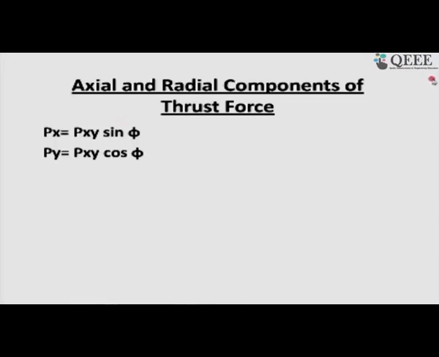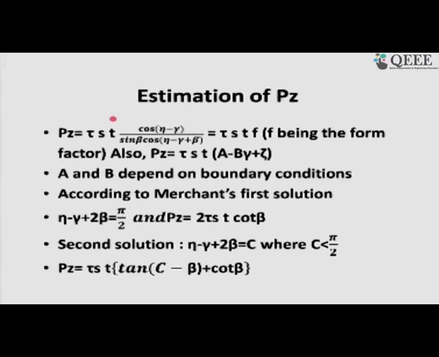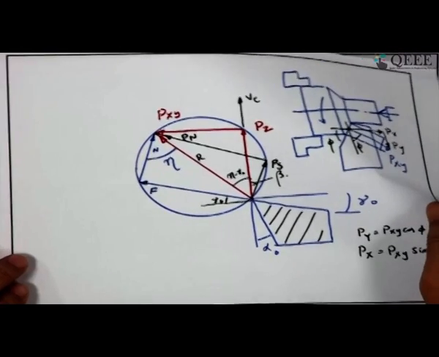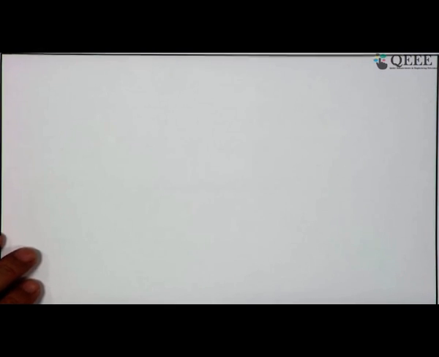Okay. Now, we go to the next slide. So, this is here. Okay, friend. Now comes estimation of the cutting force. So, estimation of the cutting force, you can find that this Pz can be put in the form Pz is equal to tau S t into cos of eta minus gamma into sine. How do I get it? Perhaps I can have this treatment here in your presence, so you can appreciate that one.